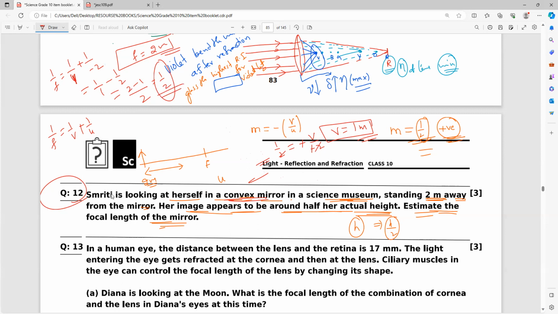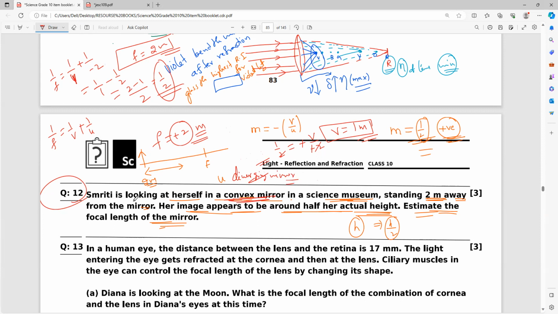Completed, everybody? So 2 meters. Plus 2 or minus 2? Plus 2 meters. Okay, because what image is it? What mirror is it? Convex mirror. So convex mirror means what? Diverging mirror or converging mirror? Diverging mirror. Okay, so it is a diverging mirror.